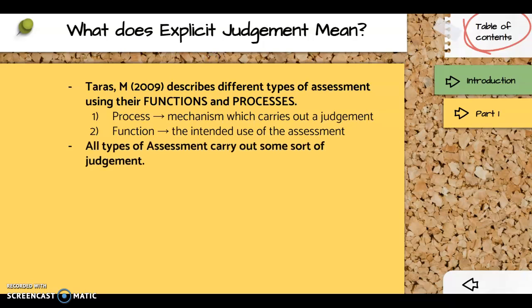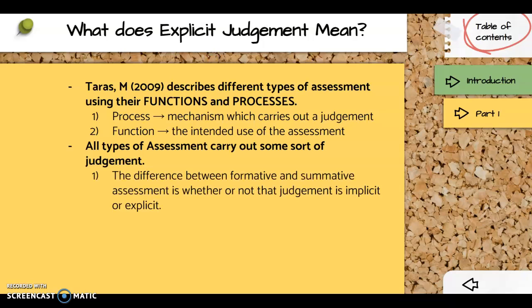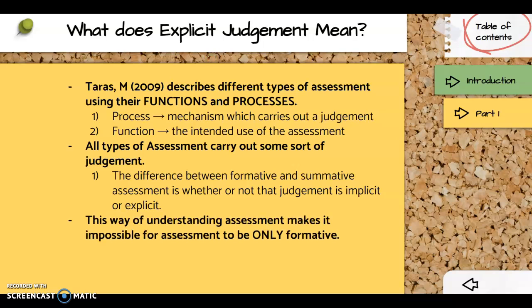According to this author, all types of assessment carry out some sort of judgment. The difference between formative and summative assessment is whether or not this judgment is made explicitly. In the example of a midterm, the students receive a final grade. Here, the judgment is explicit. In the example of a pop quiz, the teacher might use the results to determine what needs to be taught in future lessons, but the actual grades of the pop quiz are not given to each student individually. In this example, judgment is implicit.